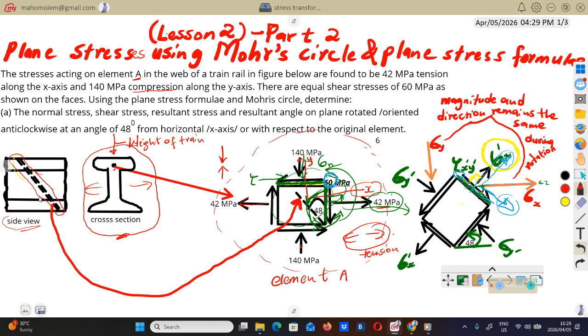Right, as you can see from this question here, we have to use, where is it? Yeah, we're going to use plane stress formulae and Mohr's circle. Good, so let's do that.